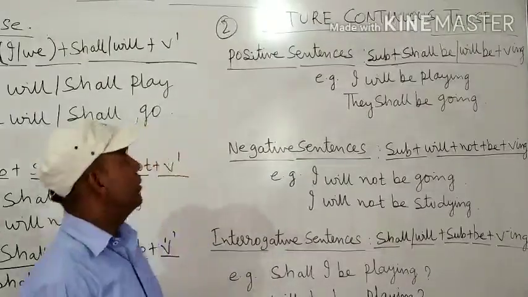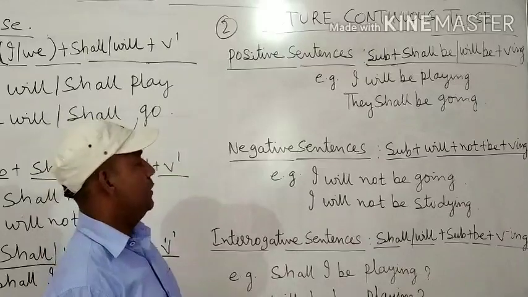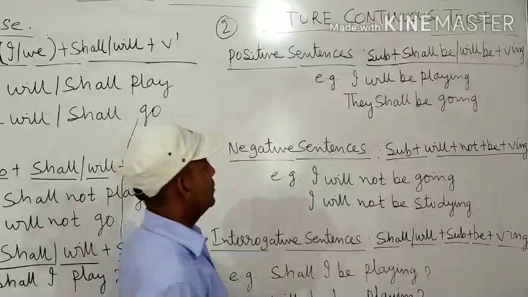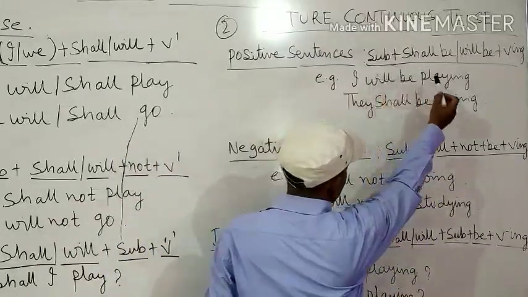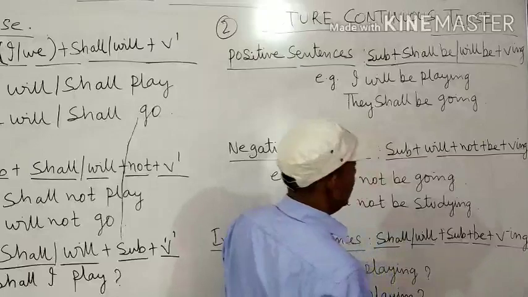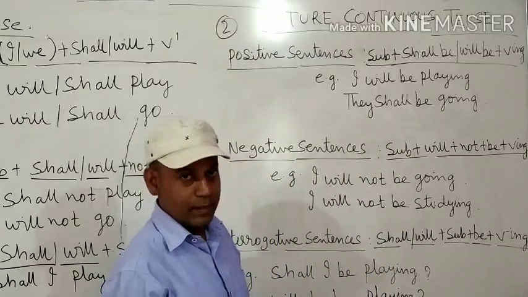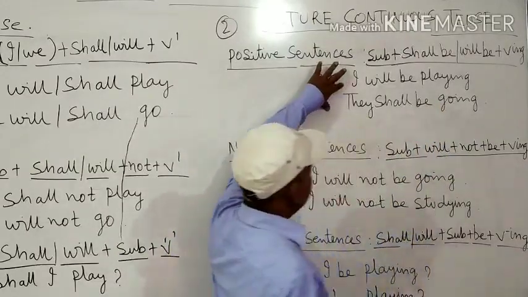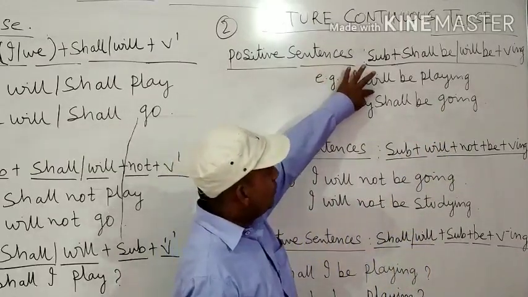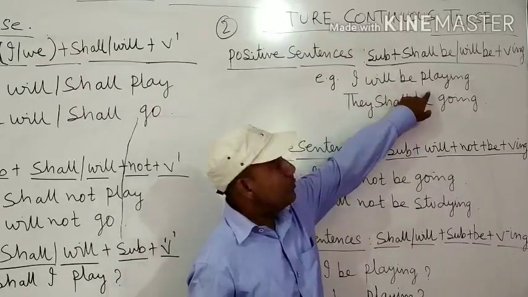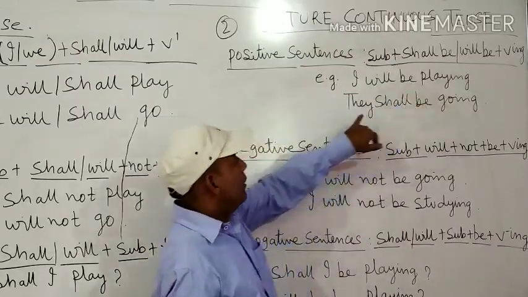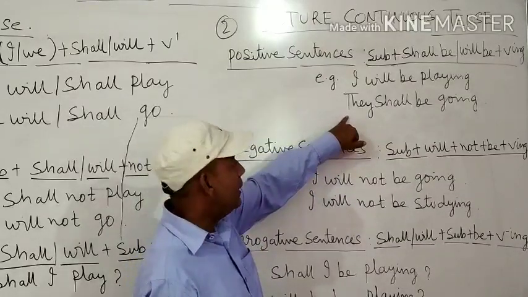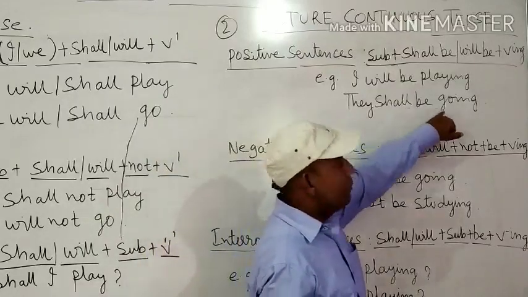Now we will see the structure of the future continuous tense. In future continuous tense, if we get a positive sentence, first we see the subject. We can either say shall be or will be with the ing form of the verb. For example, if we get a sentence like I will be playing, here the subject is I, singular. We can say will be or shall be, and the ing form of the verb is playing. If the subject is plural, we will say they shall be or will be going.